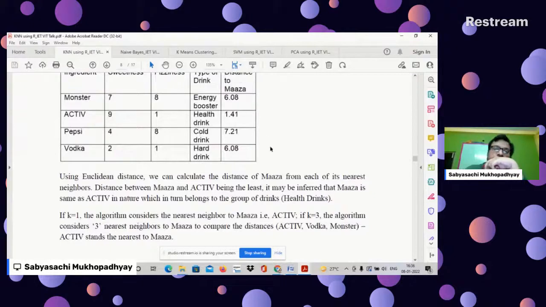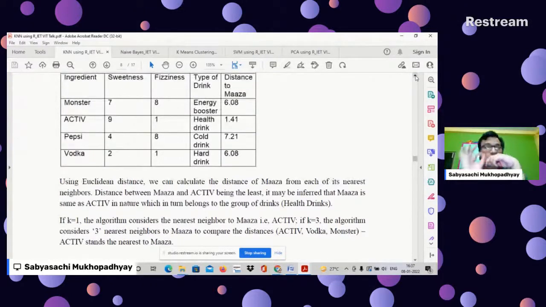And if you consider three points, what are the three nearest neighborhood points? 1.41 Active, Monster 6.08, vodka 6.08. We will omit Pepsi because it is 7.21. So with respect to that, we find that Active stands nearest to Maja. So in which class will Maja belong? It will belong to health drinks, 1.41, because this is the shortest or nearest distance.